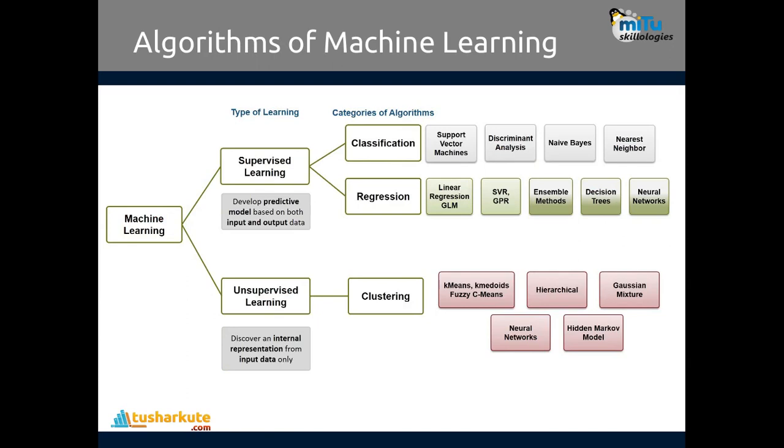There are so many algorithms which come under these categories in machine learning. In supervised learning there are classification and regression, and again many algorithms are there. In unsupervised learning there are clustering techniques, and under clustering many techniques are there. In classification we are going to make use of support vector machine, decision tree, random forest, k nearest neighbor, naive Bayes, or logistic regression. In regression we are going to see linear regression, polynomial regression, even KNN regression, decision tree, random forest. In clustering we are going to see K-means clustering, fuzzy C-means clustering, hierarchical clustering, and Gaussian mixture clustering. So these are the categories of machine learning techniques available.